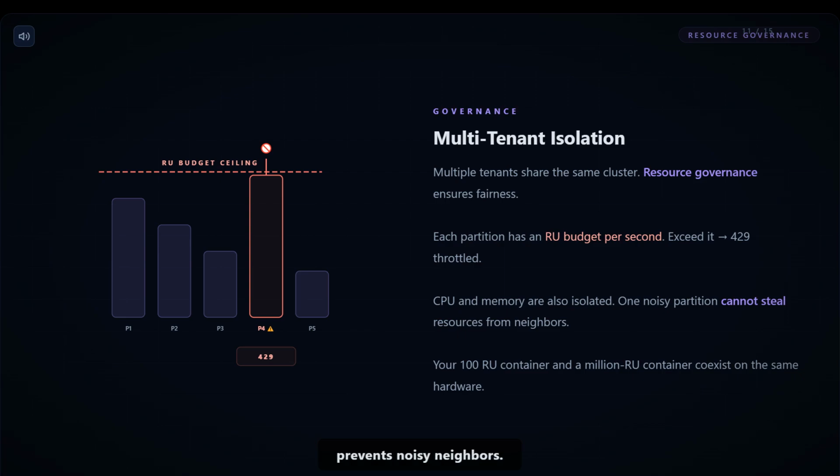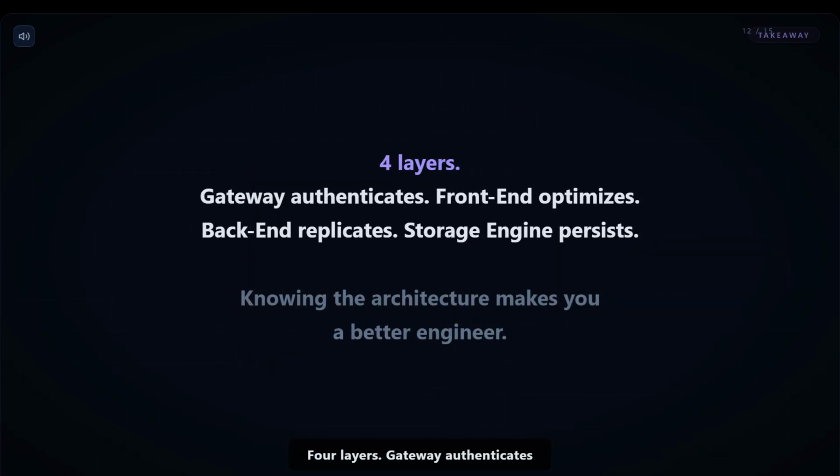4 layers. Gateway authenticates and routes. Front-end parses and optimizes. Back-end replicates and enforces consistency. Storage engine writes to WAL and BW tree. Every millisecond of latency comes from somewhere in this stack. Understanding the layers helps you understand RU costs, diagnose slow queries, and design better data models. The architecture is invisible when it works. But knowing it makes you a better engineer.